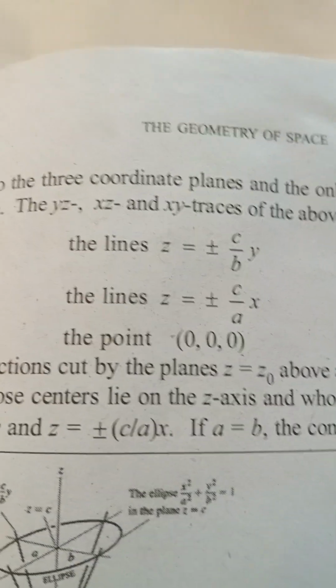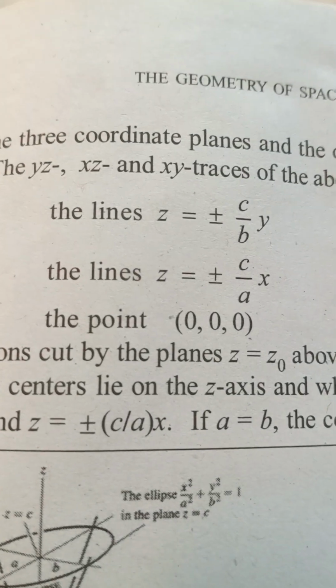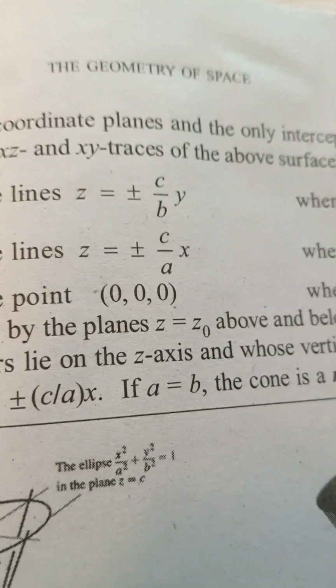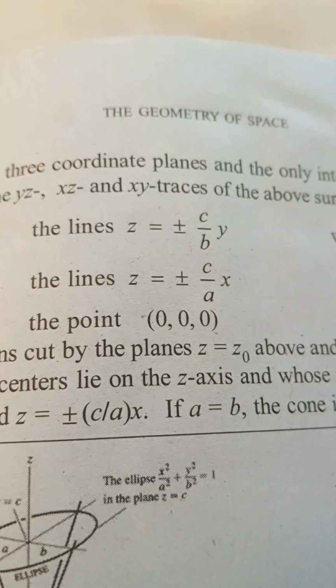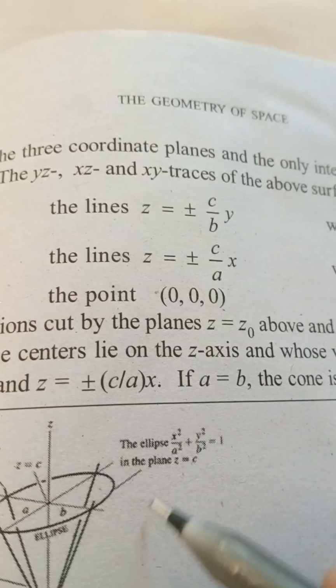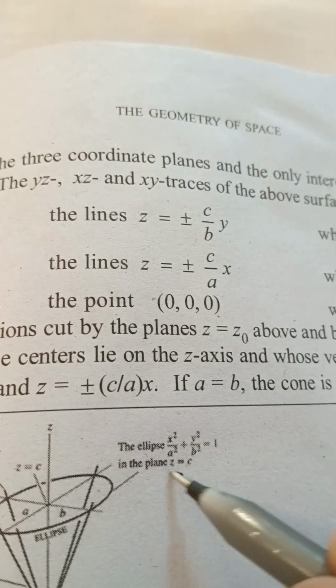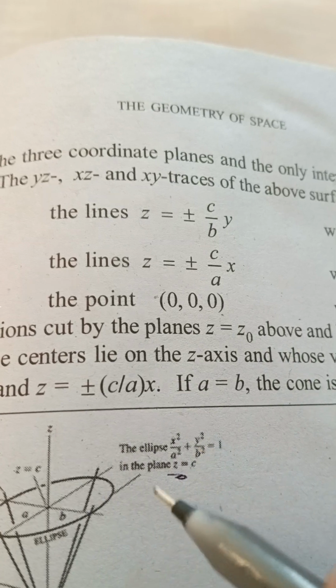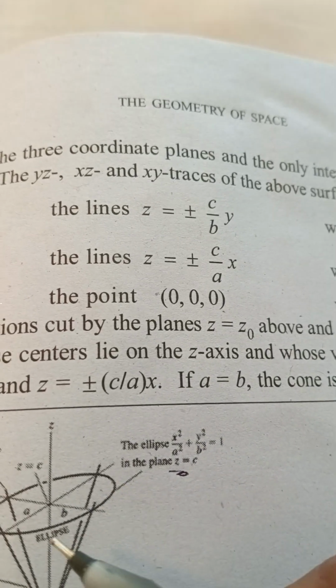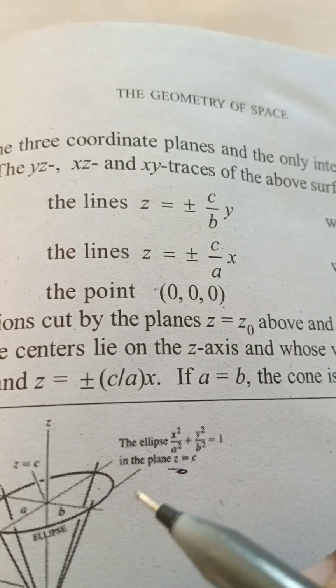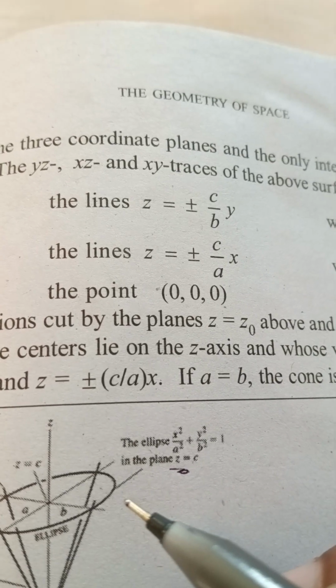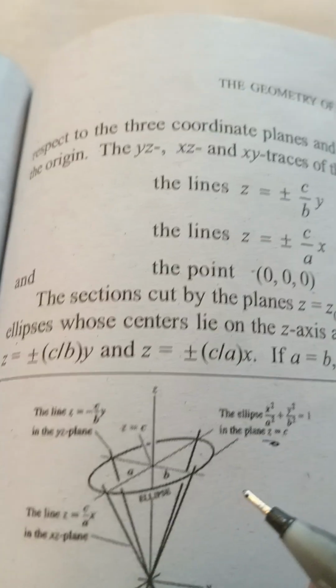Here we can see the xy plane. The first half shows the ellipse x square by a square plus y square by b square is equal to 1. This is in the plane z is equal to c. So here we see the surface of the ellipse, which shows that x square by a square plus y square by b square is equal to 1.